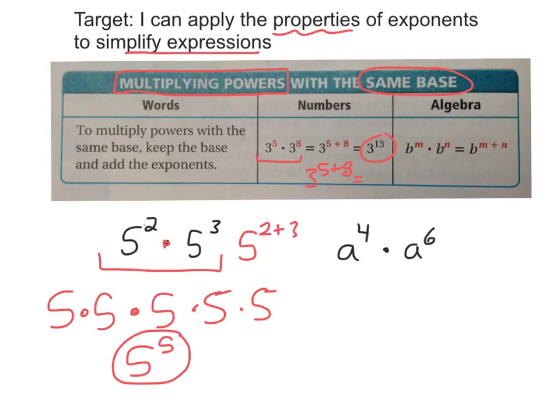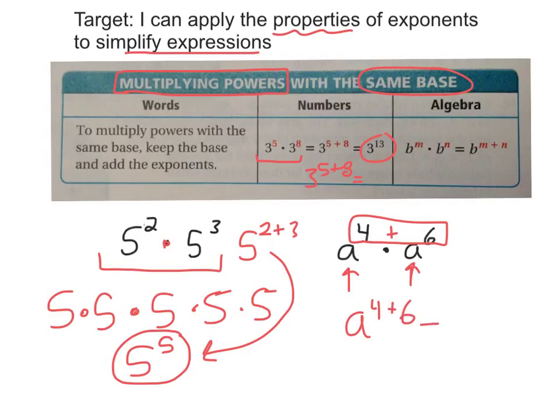5 squared times 5 to the 3rd is simply 5 to the 2nd plus the 3rd power, which led us to 5 to the 5th. 2 plus 3 is 5. So if you look at this algebraically, a to the 4th times a to the 6th. A represents the same value, although it's a variable, but all we have to do is add the exponents. So it's simply 4 plus 6. So a to the 4th times a to the 6th is a to the 4th plus 6, or a to the 10th. So if we were looking at it like this, and the variable this time was also in the exponent place, b to the m times b to the n is b to the m plus n. We're adding the exponents.